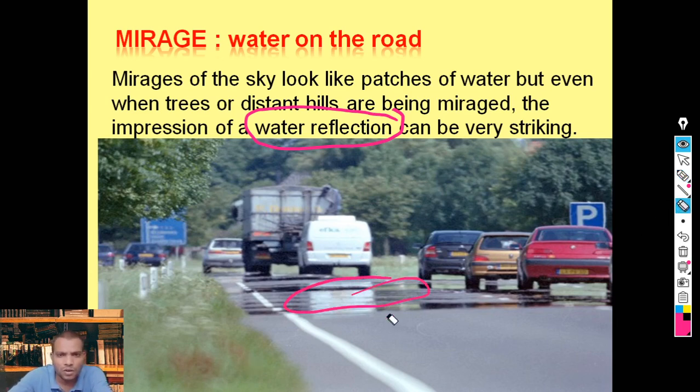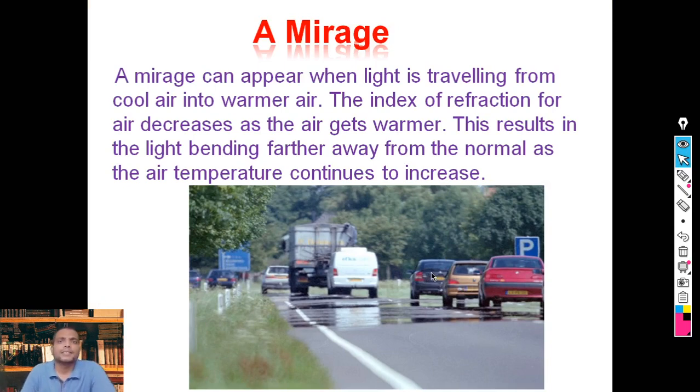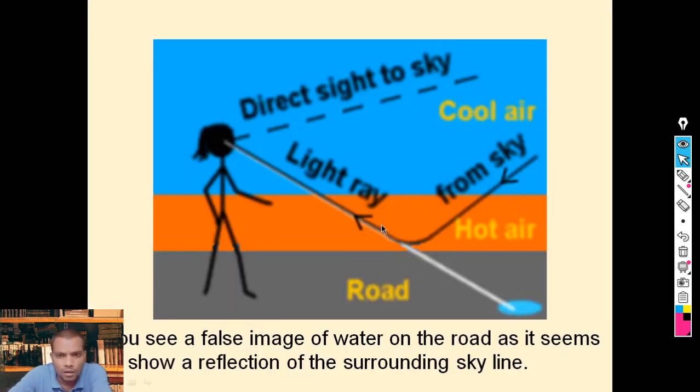Now how does it form? What could be the reason for it? It is also formed due to refraction. I can give a detailed explanation of how it happens. A mirage can appear when light is traveling from cool air into warmer air. Suppose this is the coming picture. Now here you can see.